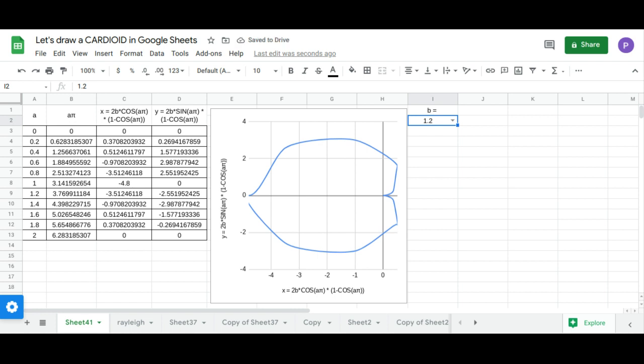So this completes the use of sine and cosine function and the pi function, an array formula to generate the cardioid in Google Sheets.